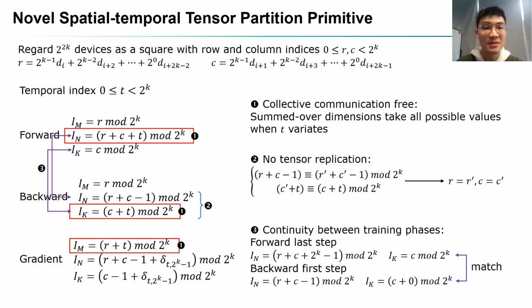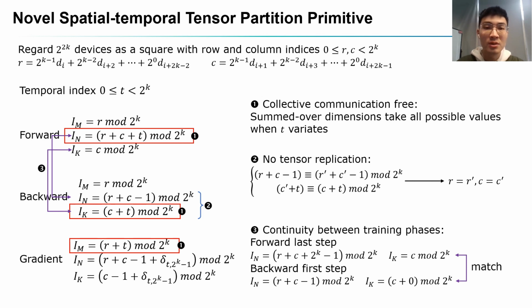Based on these insights, we introduce a novel spatial-temporal tensor partition primitive. When designing this primitive, we obey three design principles. First of all, it should be collective communication free. We achieve this by letting DSIs of summed-over dimensions vary with t to take all possible slices across time. Secondly, we avoid tensor replication by ensuring that for any tensor, its DSI tuple can't take the same value under the same t and different RC.